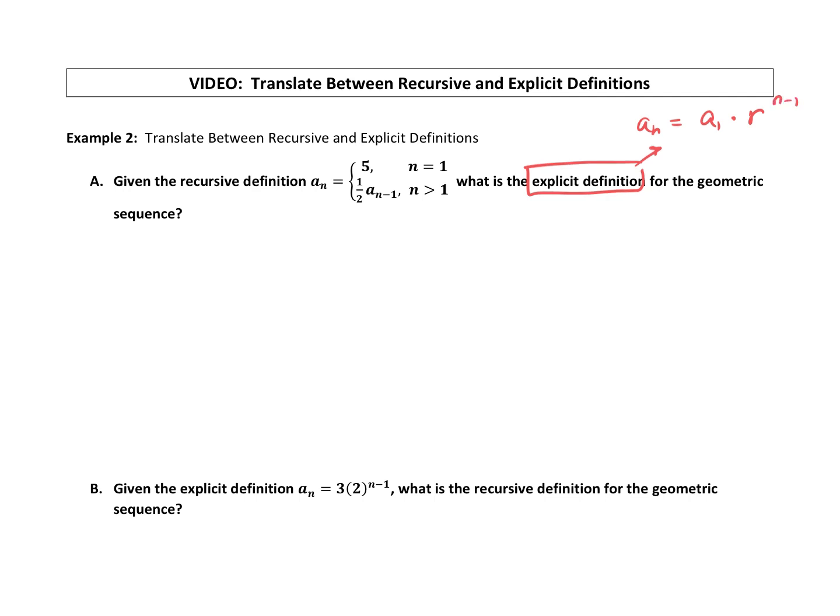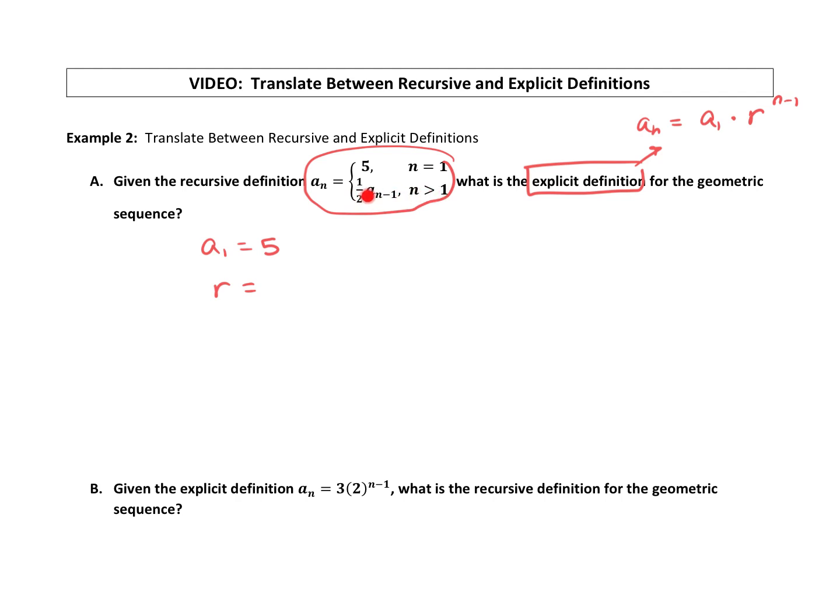In order to write an equation, we need the first term and the common ratio. So let's look at the recursive definition and see if we can identify those. Can we identify the first term? Well, the first term is always given to us in the first line. N equals 1 is the first term, and that is a 5. So a sub 1 is 5.